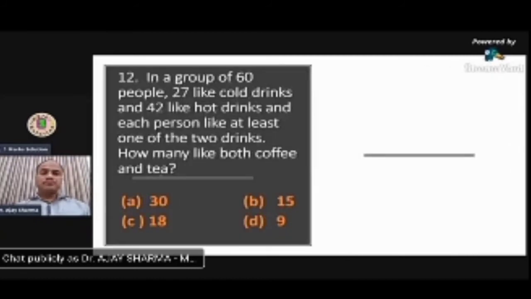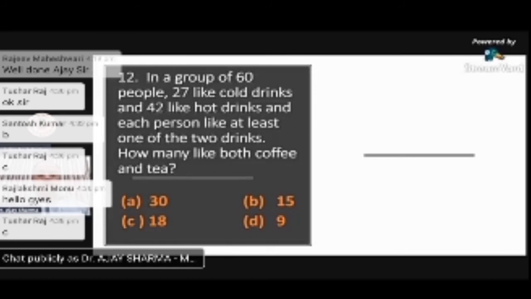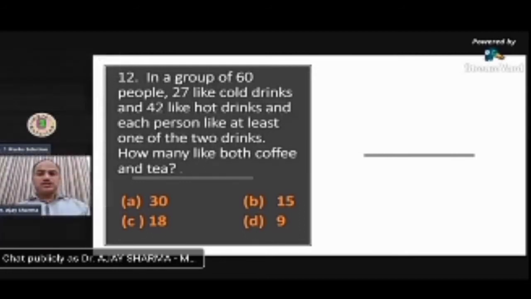Now the 12th question. In a group of 60 people, 27 like cold drinks and 42 like hot drinks, and each person likes at least one of the two drinks. Okay, how many like both coffee and tea? See, this is one of the most desirable questions which comes in your examination, and which teachers or the school want to give in any paper. Okay, so there are plenty of such questions. They are word problem based questions. Though the explanation of such a question is longer.